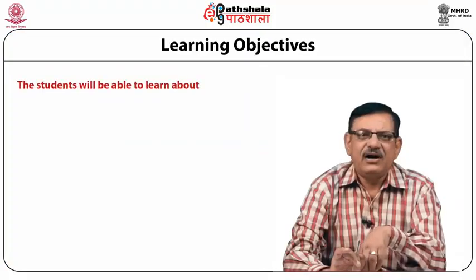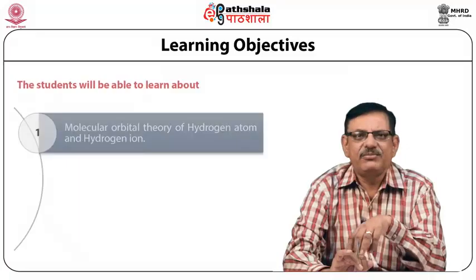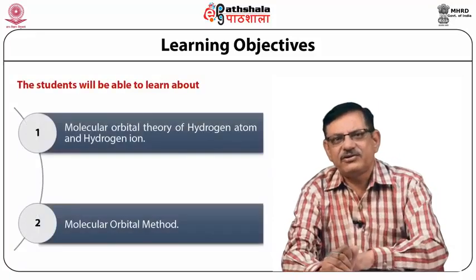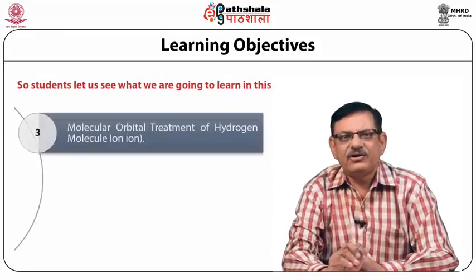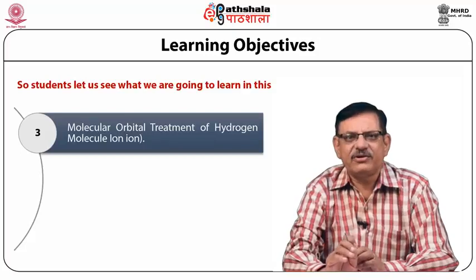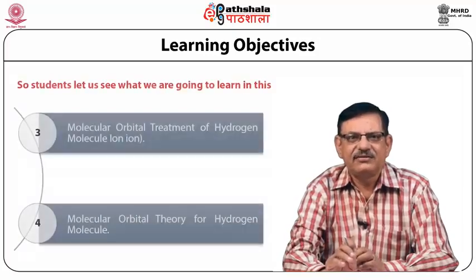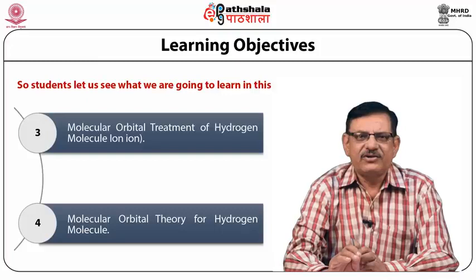Today we will talk on molecular orbital theory under the paper Atomic, Molecular and Laser Spectroscopy. After completing this module, we will be able to learn the molecular orbital method, molecular orbital treatment of the hydrogen molecule ion, and molecular orbital theory for the hydrogen molecule.